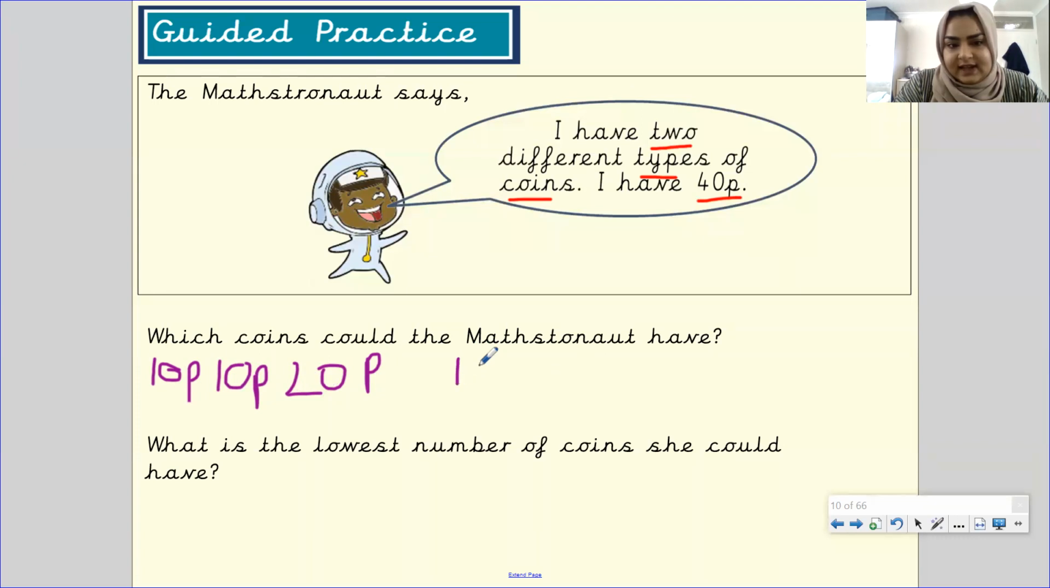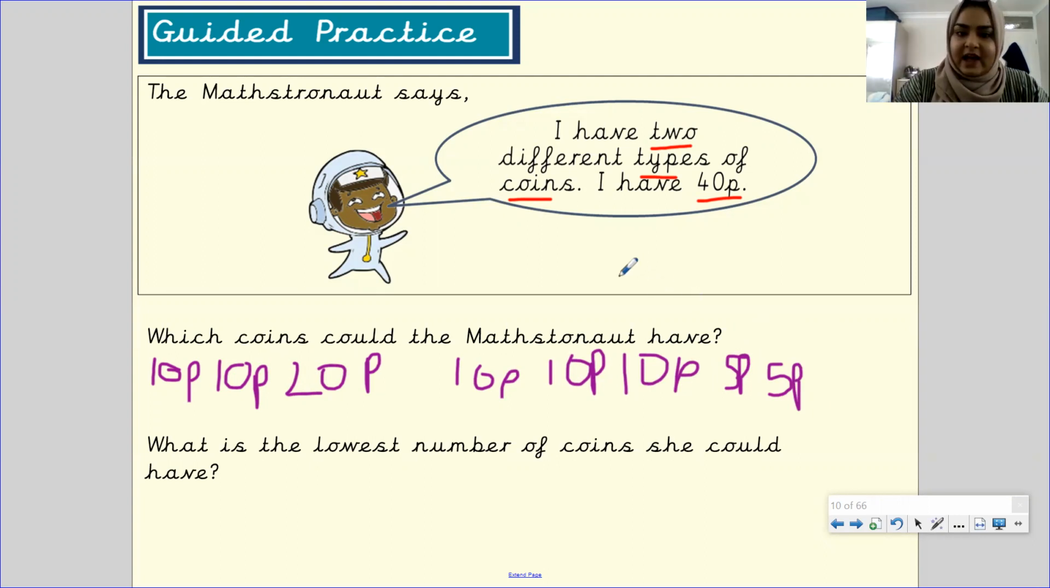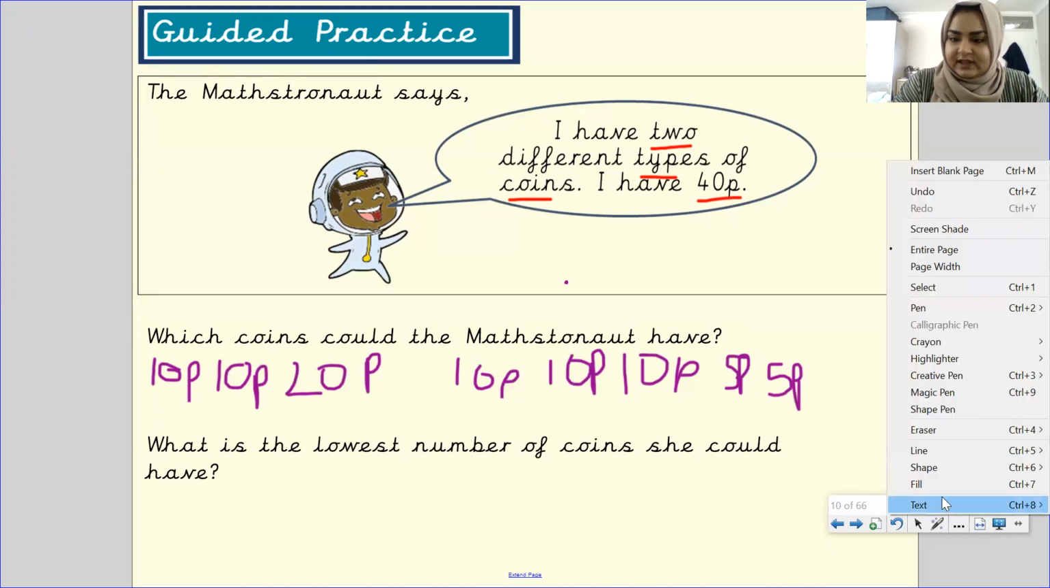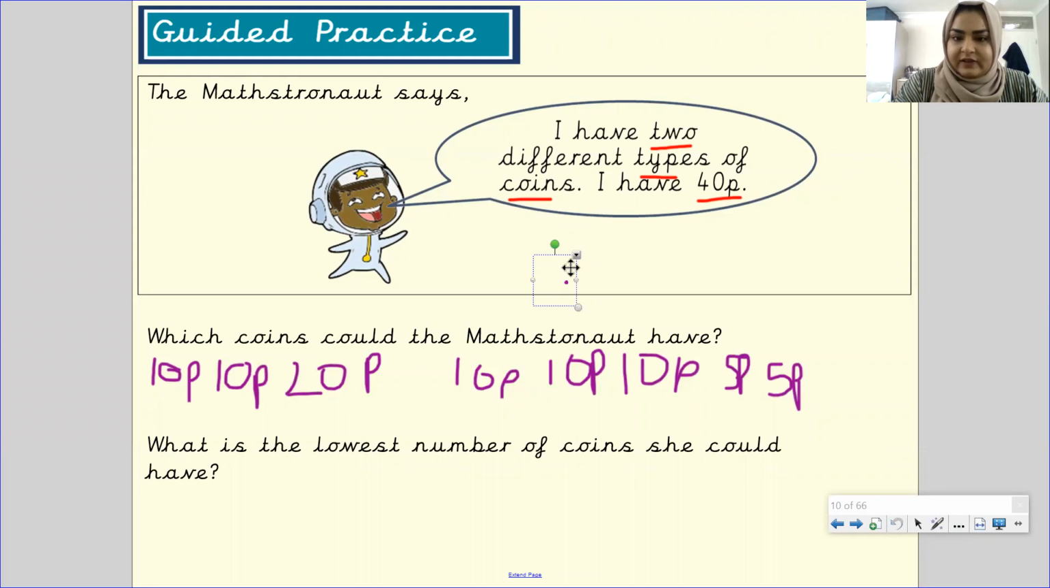Then I could have 10p, 10p, 10p. So that's 30p, but I need 40, so 5p and 5p. So that makes 10, 20, 30, 40. I could also have, I'm going to do the text box there because it will be easier, 10p, 10p, 5p, 5p, 5p, 5p. So that's two different types of coins. 10p is one coin, and then 5p is two. So that's 10, 20, 25, 30, 35, 40.